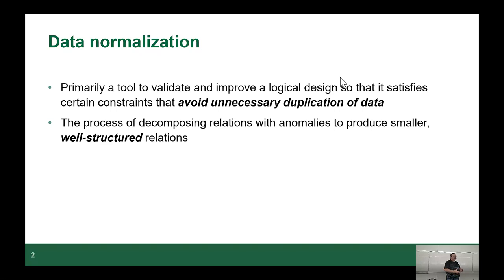Data normalization is a process where you decompose relations that have anomalies to produce smaller, well-structured relations. In other words, we take a really complicated table of data and we break it down into its smallest component pieces to avoid anomalies. And usually when you're avoiding anomalies, you end up with a well-structured database.